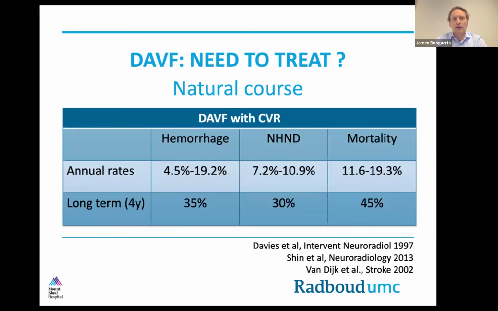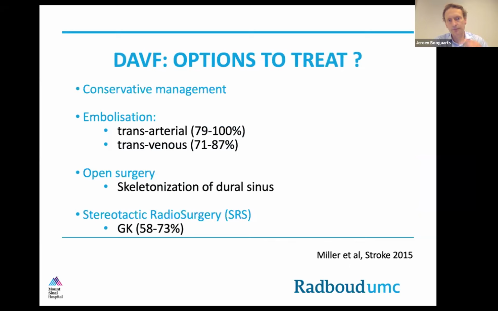So if we look in more detail at the natural course, we know that the risk of hemorrhage, especially in those patients with corticovenous reflux, is high. So there's a high risk of hemorrhage on annual rates, but also on the long-term 4-year rates. And mortality is also high. So it's a dangerous constellation if there is a corticovenous reflux.